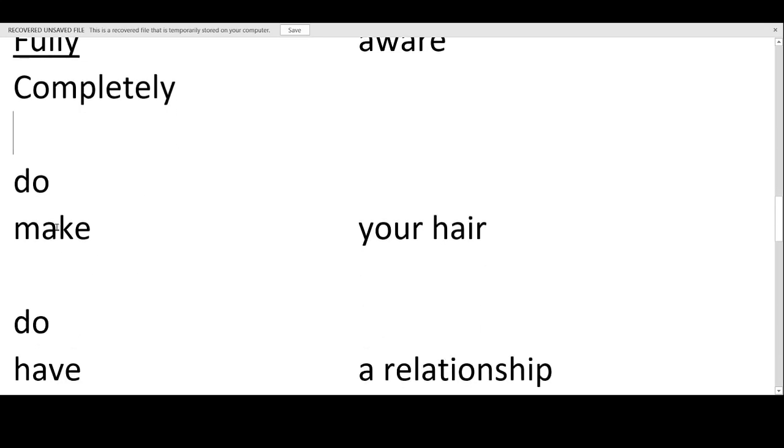Yeah? And what about this one? Do or make your hair? The answer there would be do your hair. So do your hair is like, for example, if you're going to go to a party or something, you could say, for example, some of the girls in the class, oh, I need to do my nails, I need to do my hair, no? Como que peinarme bonito, or pintarme bien las uñas, something like that, okay?